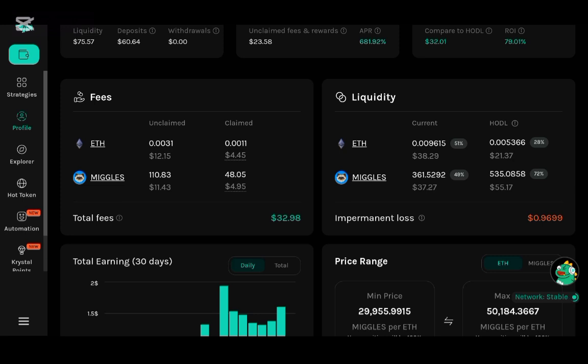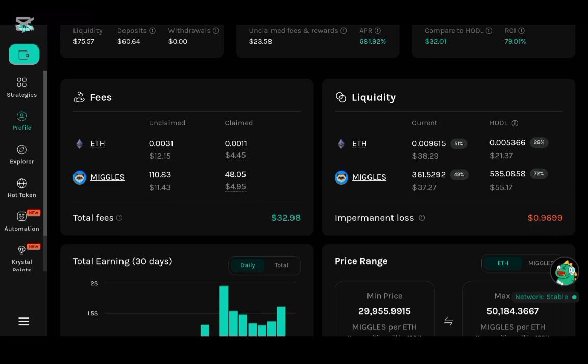If you play this game in the long term, you will suffer impermanent loss. But that's not necessarily bad, because the end goal here is to generate fees. And you can see here from the position, both the unclaimed and the claimed, they vastly outweigh the impermanent loss.